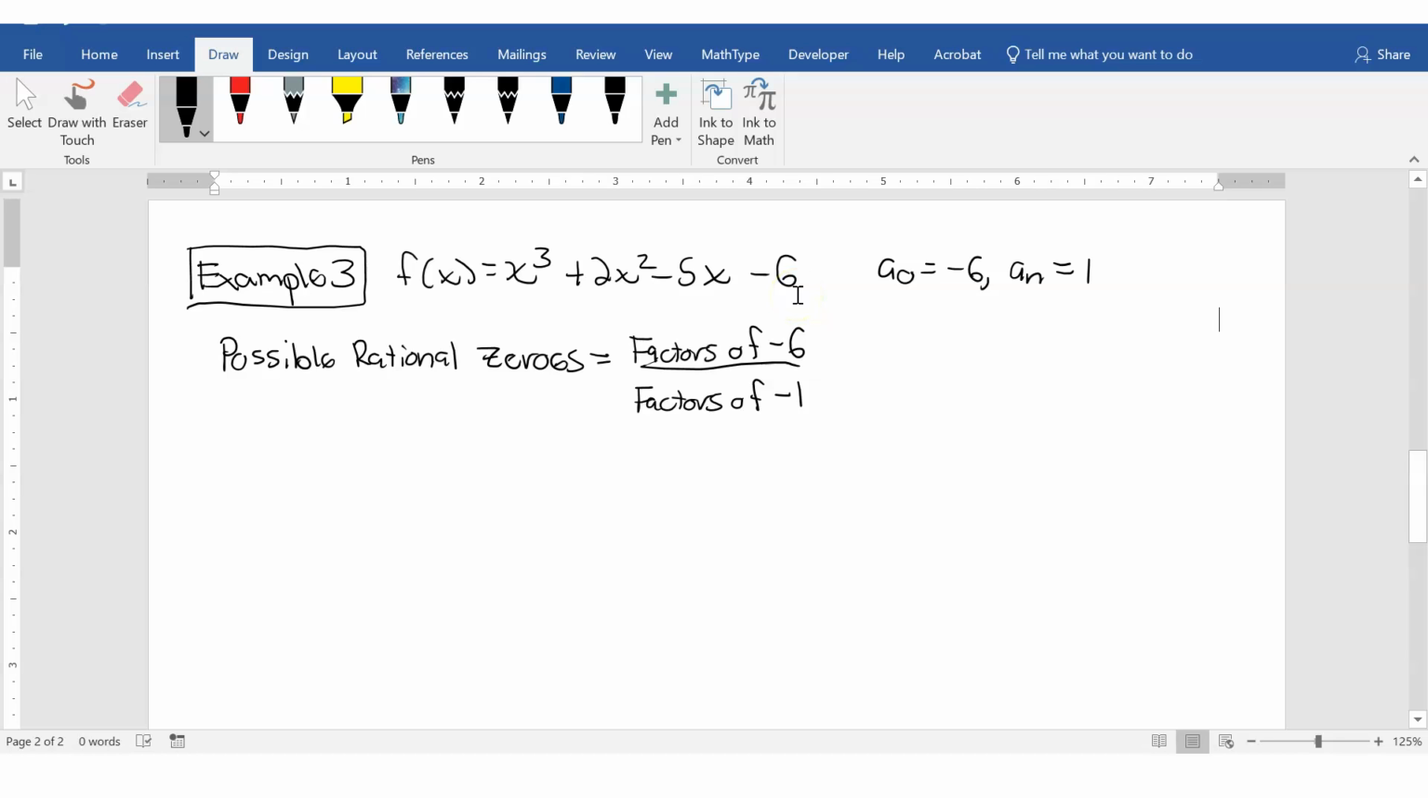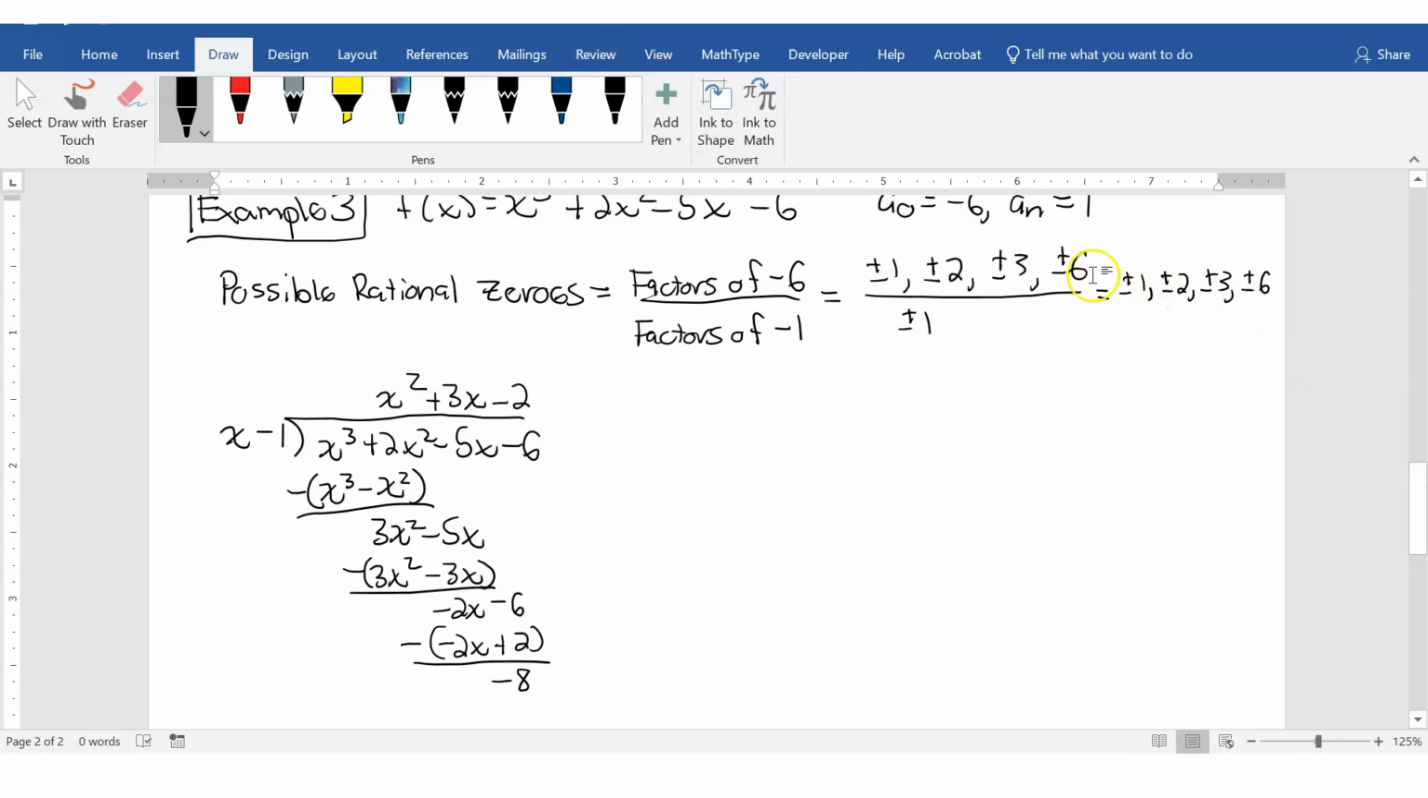So let's find the possible rational zeros. The constant term is minus 6. The leading term is 1. So these factors will be plus or minus 1, plus or minus 2, plus or minus 3, plus or minus 6, all divided by plus or minus 1. So eventually the factors will be plus or minus 1, plus or minus 2, plus or minus 3, and plus or minus 6. Now, when you start to use your possible rational zeros to start your long division, I recommend using the simpler factors and the positive ones. So I'm going to start with positive 1.